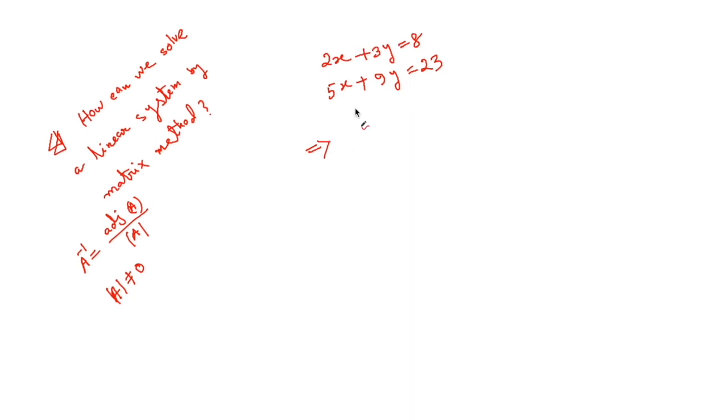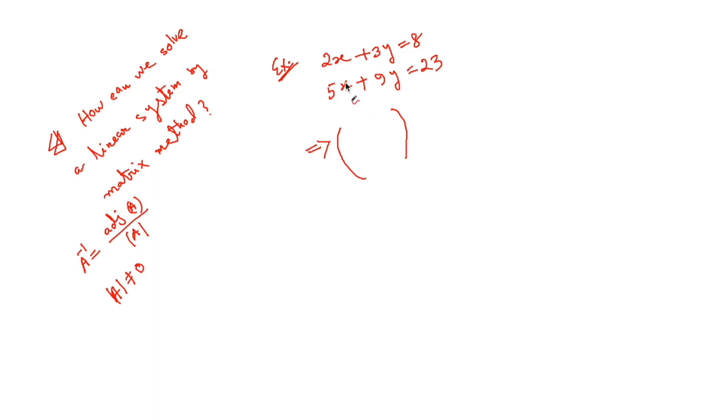matrix method. For example, let us consider a simple two variable system, 2x plus 3y equal to 8, 5x plus 9y equal to 23. Now I want to solve this system by matrix method or inverse matrix method. So I need to write this system in matrix form.